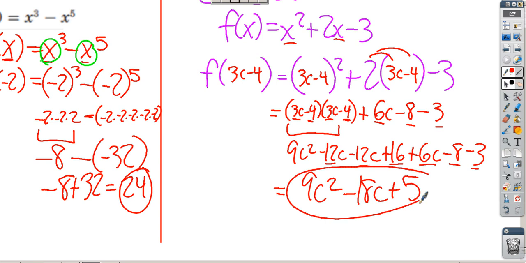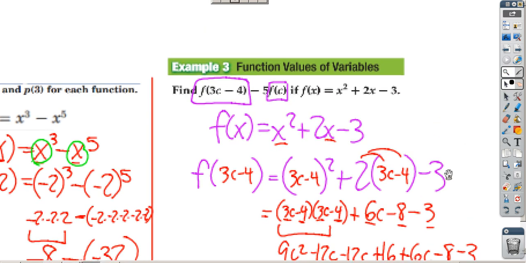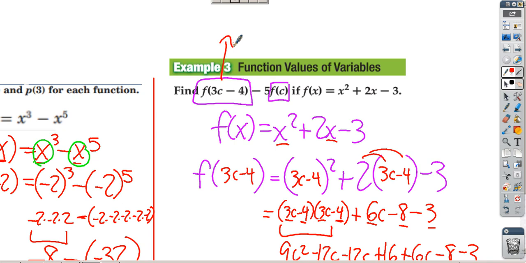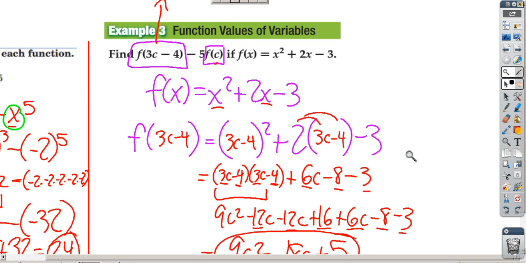So now we have at least part of our answer, and I'm going to write that right up here. This right here is equal to 9c squared minus 18c plus 5. That's the first part. Okay, now we have to find f of c, and that's actually a little bit easier.